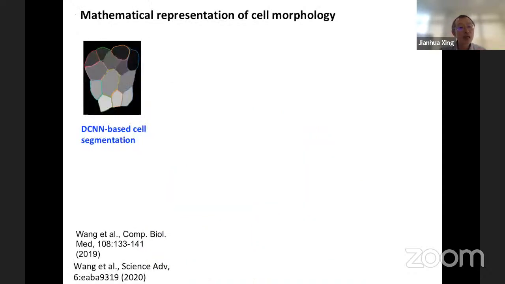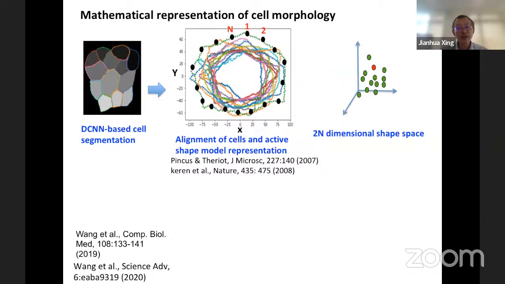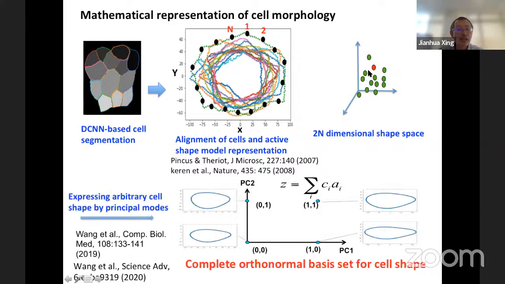Then the thing is, you got this image, you quantify them. So here we use this active shape model. Essentially, we use a vector to represent the cell body morphology. So you have this vector in this shape space. You can even do principal mode analysis to get a basis function, similar to before. Then within this space, any shape can be represented as a linear combination of this basis function. So you have a mathematical representation.